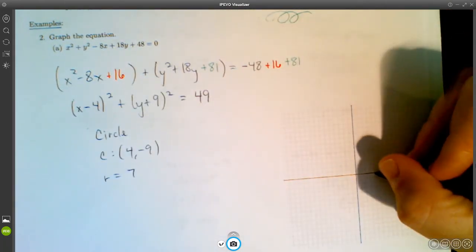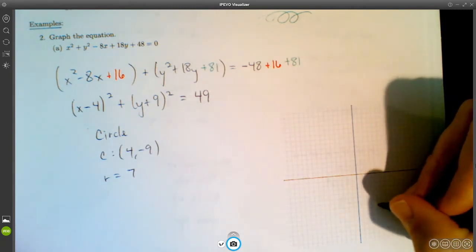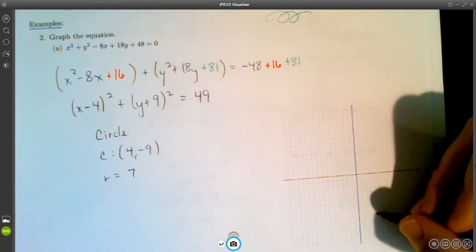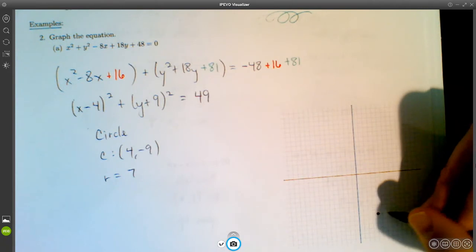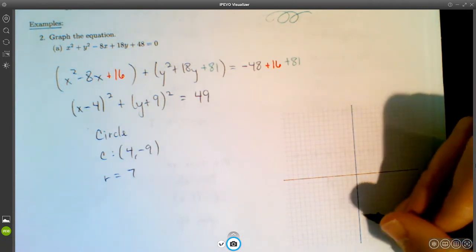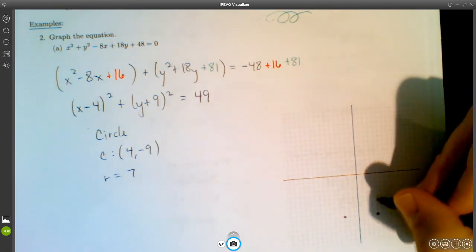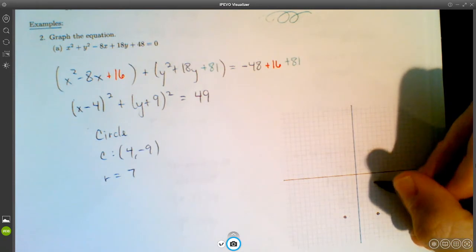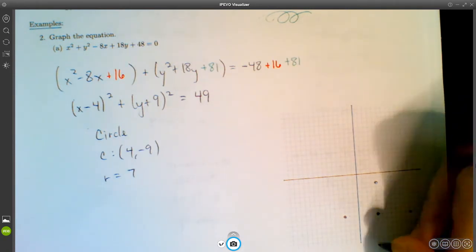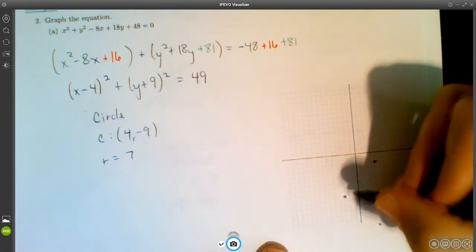2, 3, 4, negative 9, 1, 2, 3, 4, 5, 6, 7, 8, 9. So there's the center of the circle. And then the radius is 7. Oh, I might go off the page. 1, 2, 3, 4, 5, 6, 7 in each direction. Yeah, so it's a little bit off the graph paper. But there you go. So there's our circle.